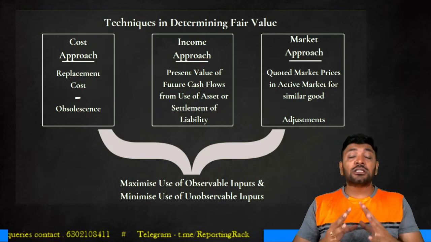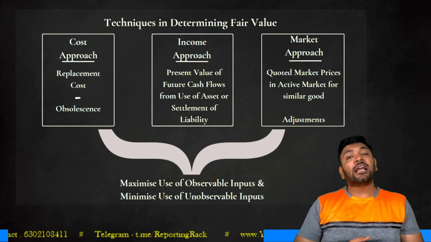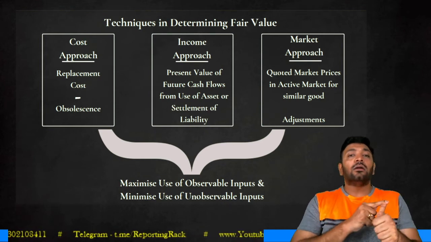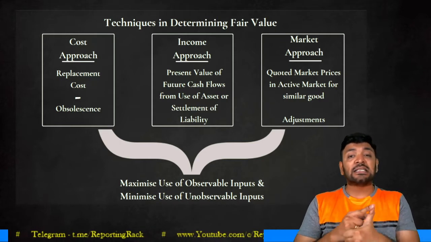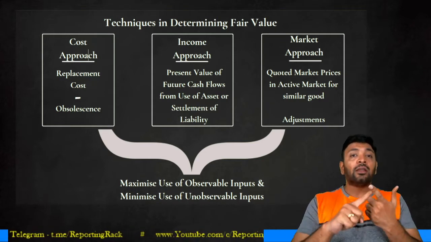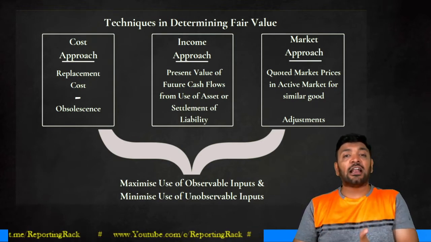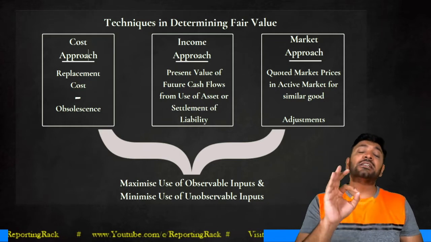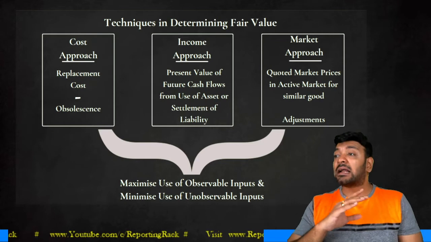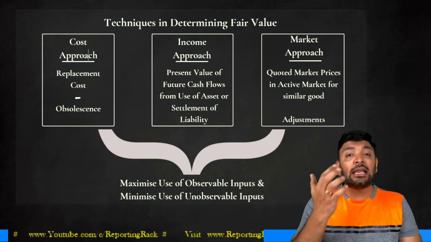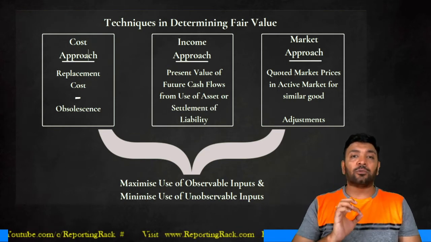Market observable inputs are those inputs which I can freely access from the market. What can you freely obtain from the market? Any market price of a share which is listed on BSE or NSE is an observable input. Your rate of discounting, which is the time value of money, the risk-free factor, which is the rate of a government bond, are observable inputs. I can easily use the market to identify what the input is. These are called observable inputs.